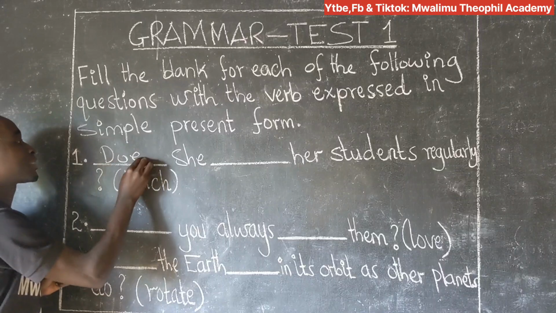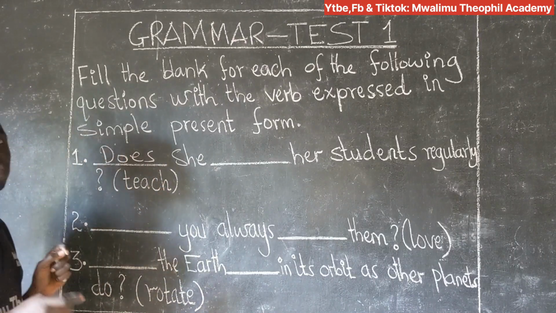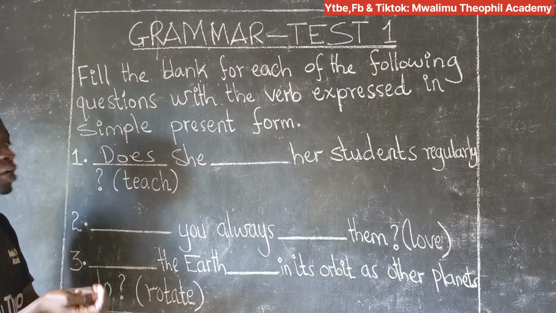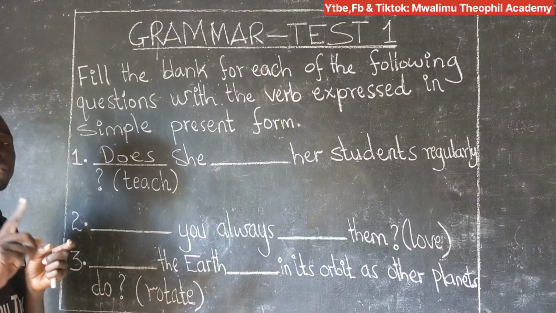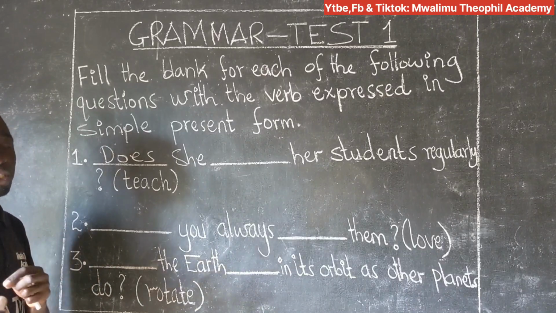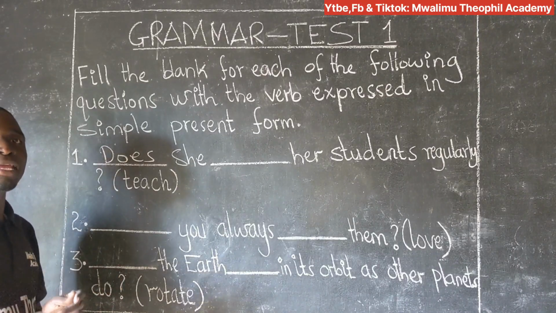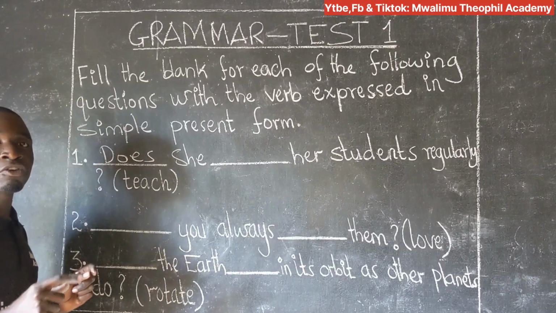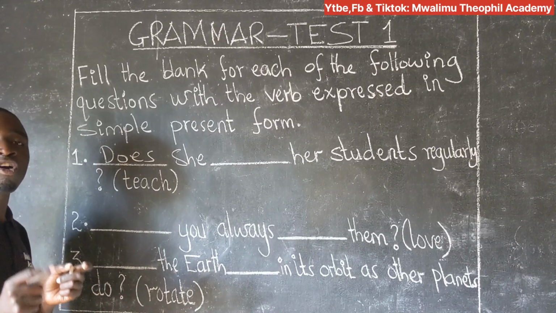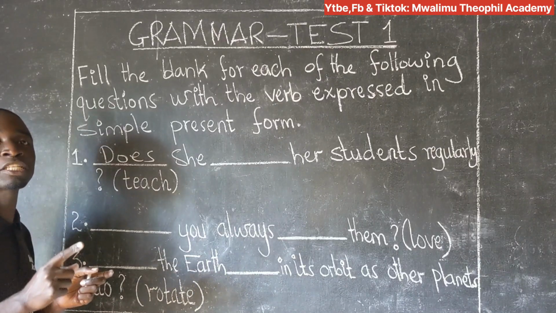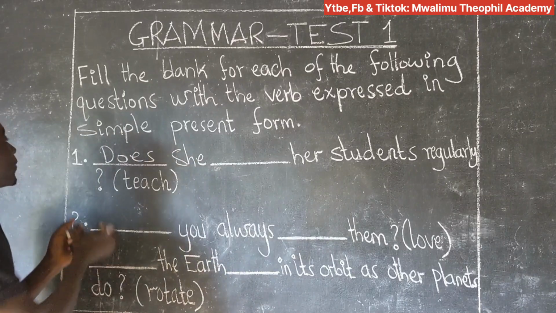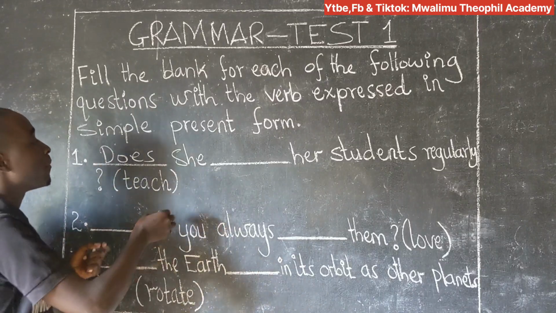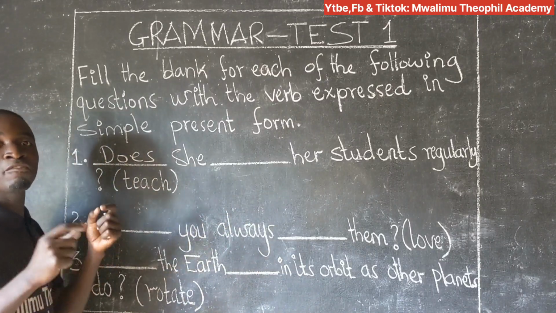We are going to start with does because does is used for pronouns like she, he, or it, or if it is a name of a single person, or single animal, or single object. But for pronouns we, I, you, and they, we use do. So does only for she, he, or it, or a noun of a single object, a single person, or a single animal. Okay, now does she, after starting with does or do, the main verb is written in infinitive form.